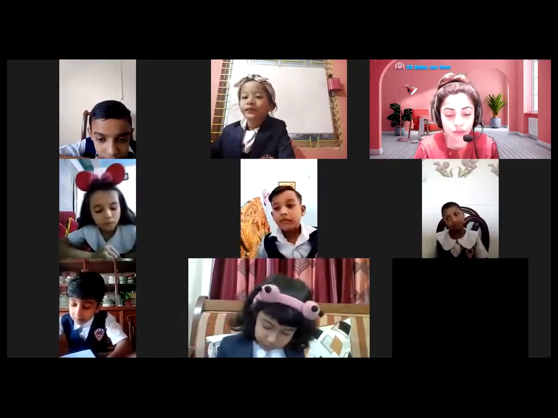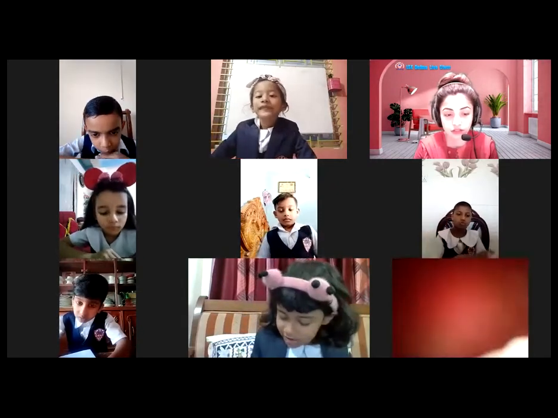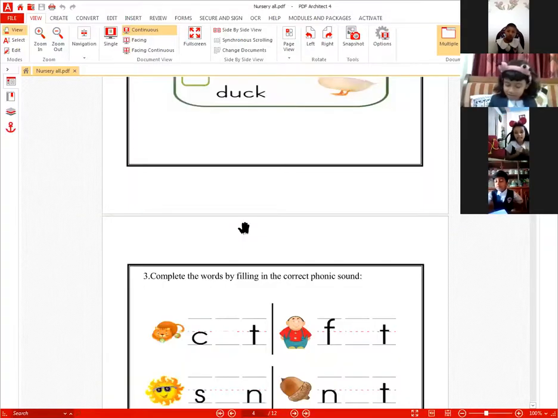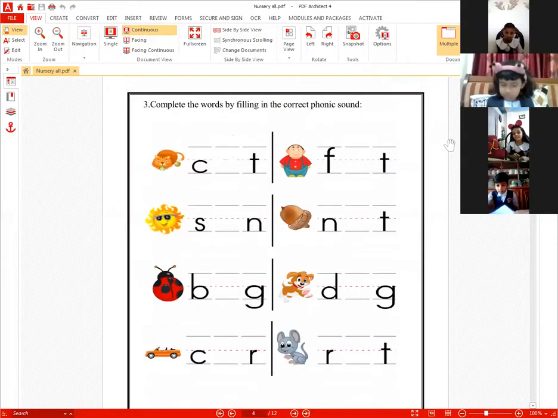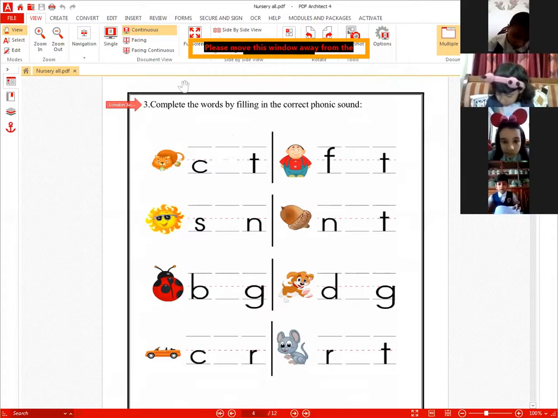Okay, now everyone's copy checking is done. Now can I go to the next topic? Next subject is Bengali. The topic name is complete the word, filling in the correct phonic sentence. Okay? Do you understand? The topic name is complete the words.